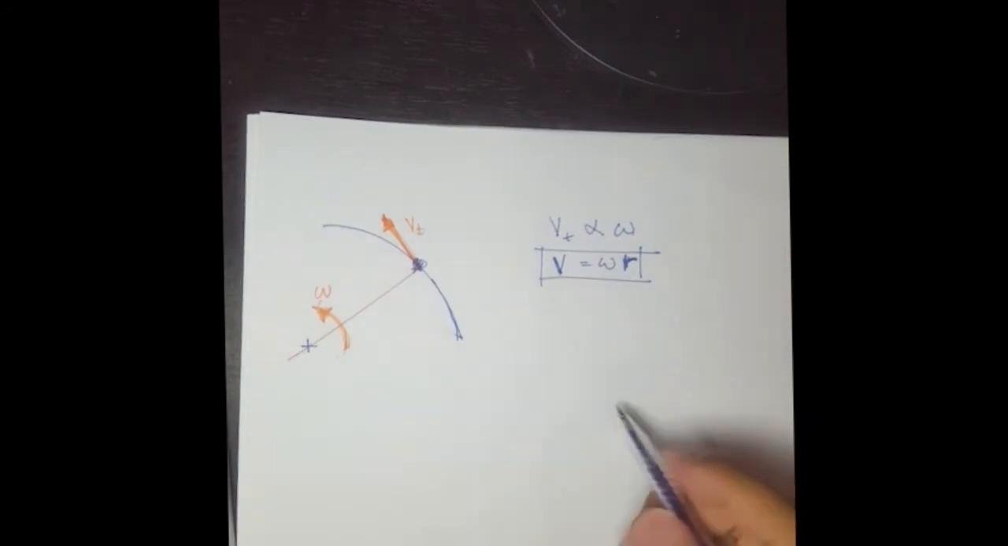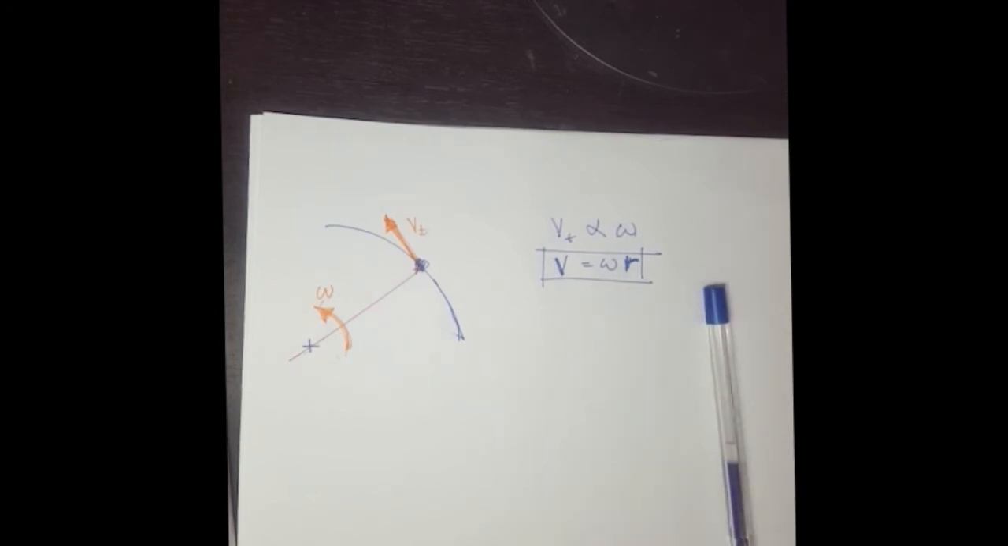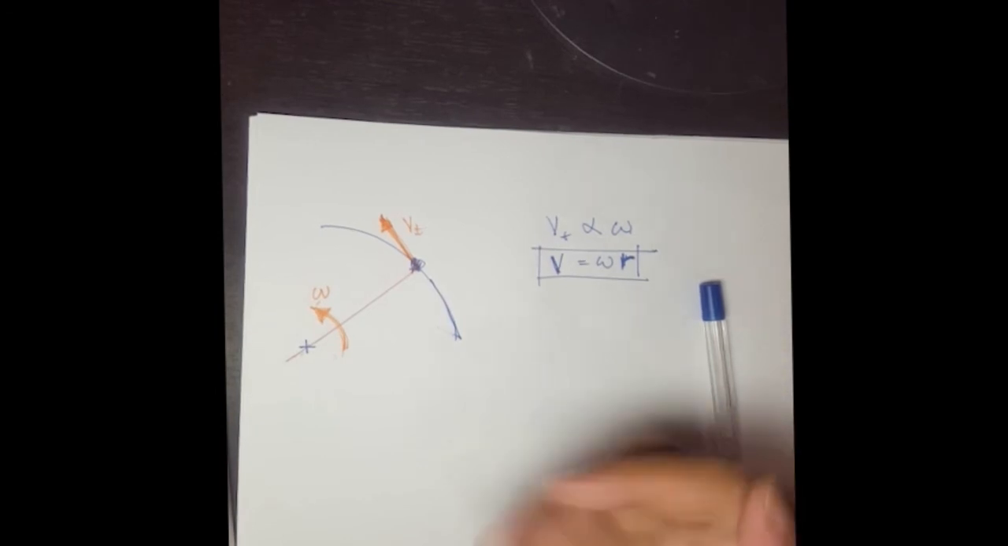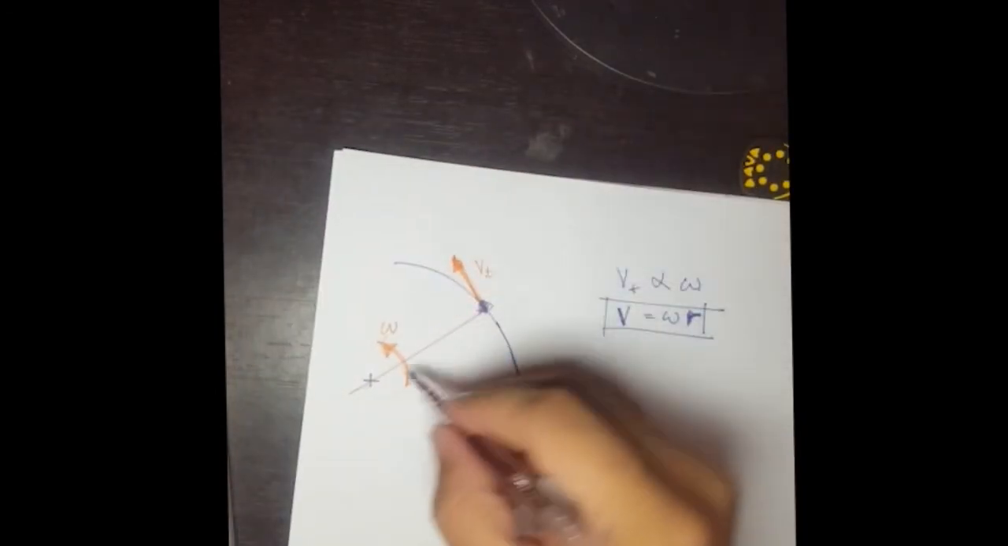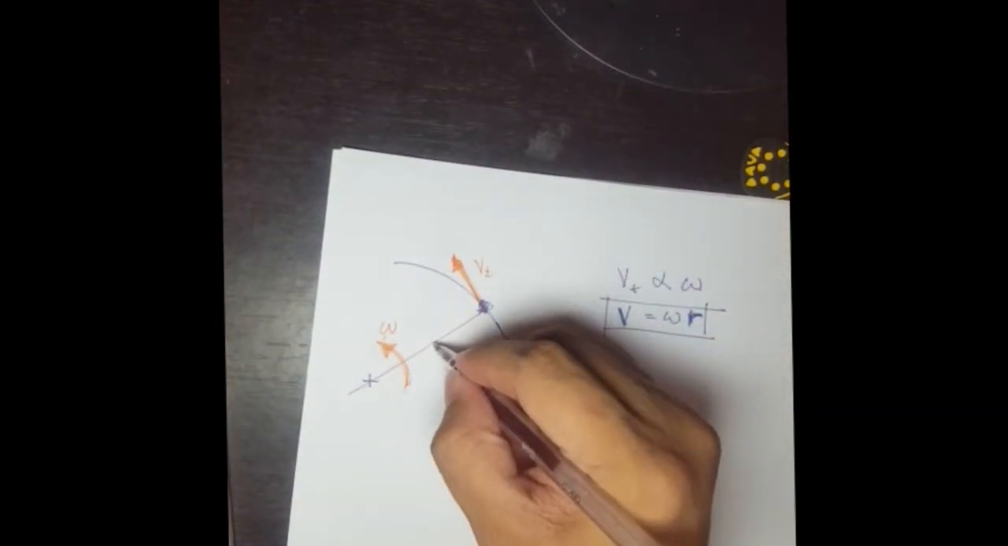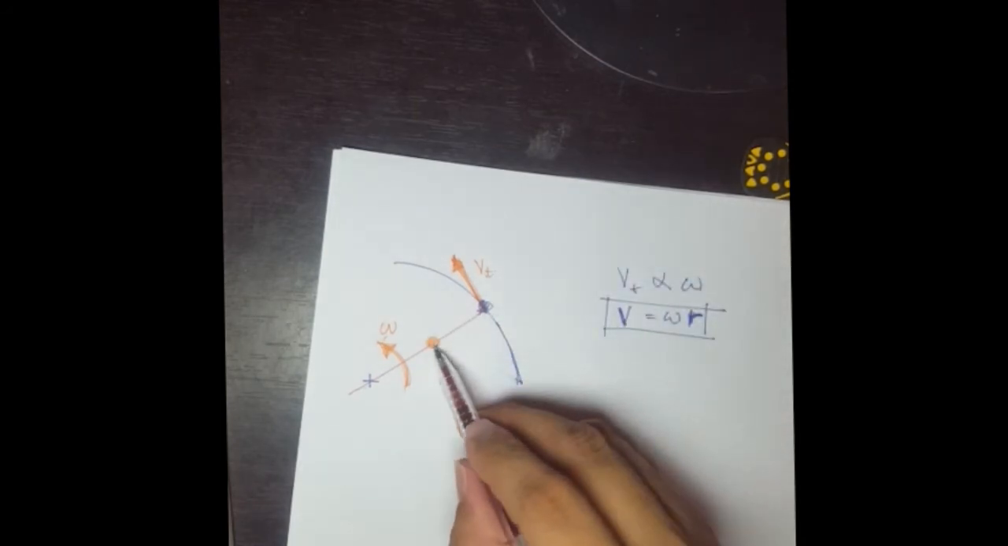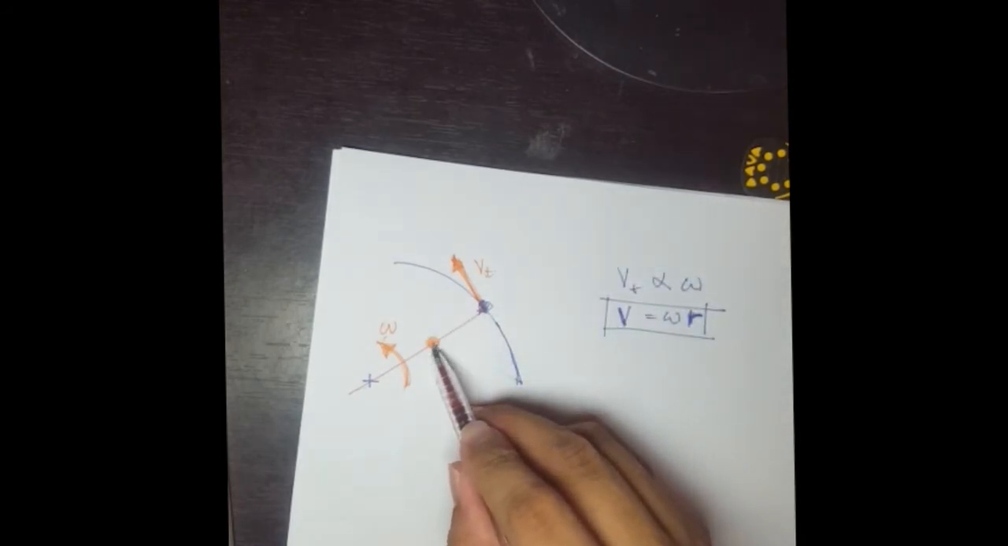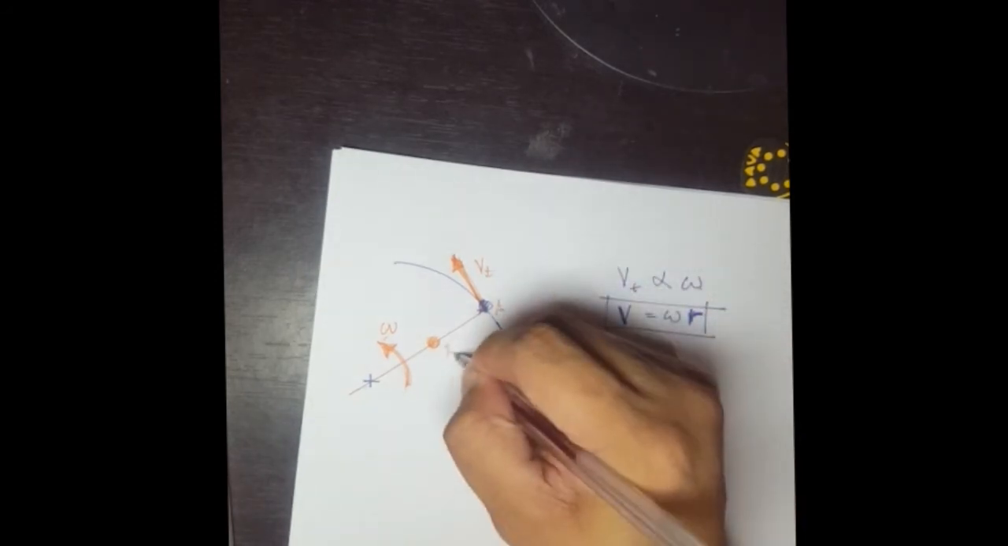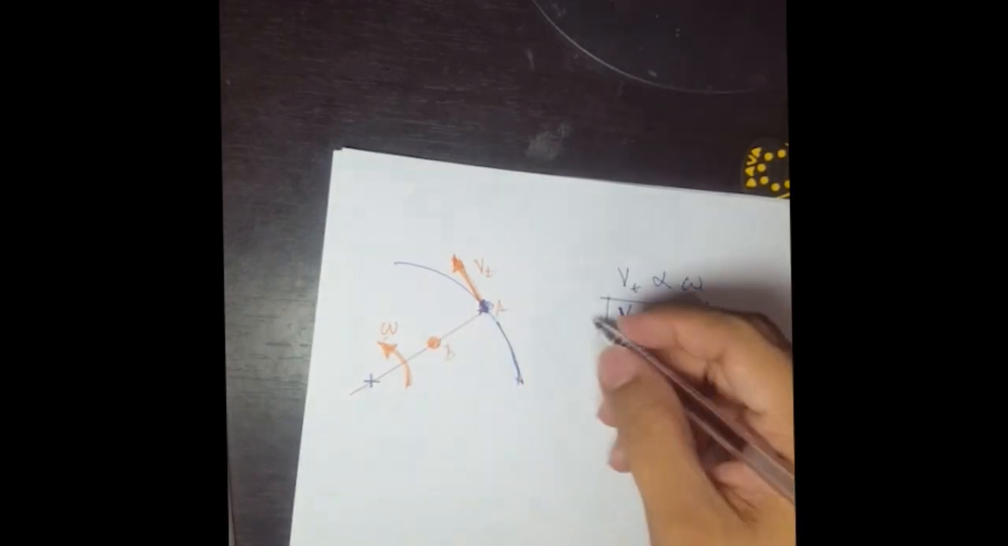Now the question is, which one goes faster? Alright, so let's say this is the velocity. Let's consider another point here. So let's say there's another point. So which one goes faster? This one, let's say this is point A, and then this is point B. Point A or point B goes faster?